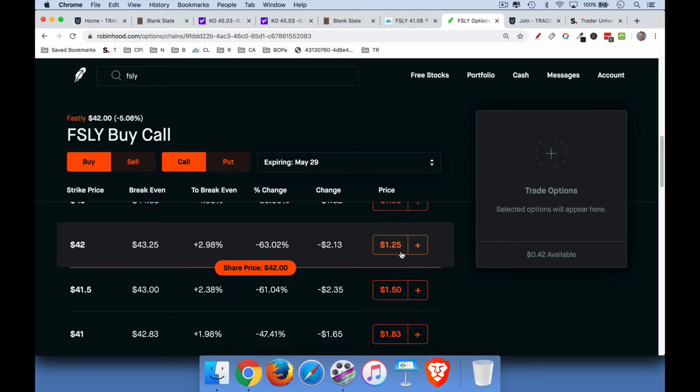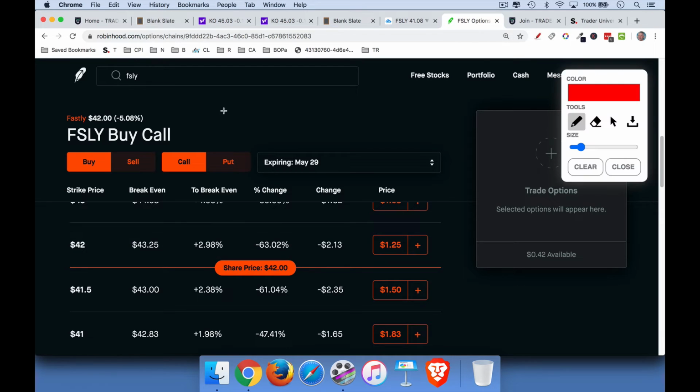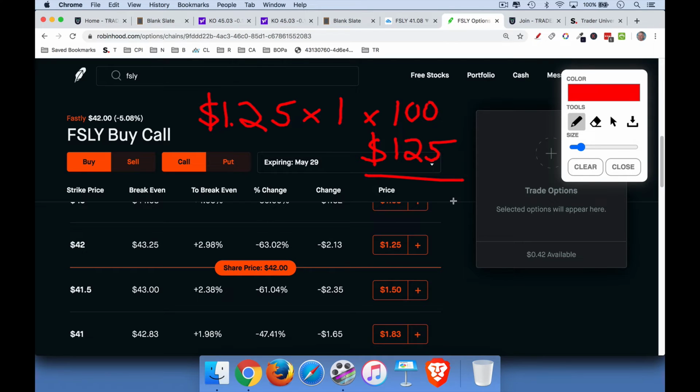So if you buy the at the money call, the 42 call, for $1.25, there's a multiplier. We take $1.25 times one call option times the multiplier, because each call option controls 100 shares. And so one call option will cost us $125. Now the good news about being long a call option, buying a call option, is this is the most you can lose. This could go to zero.